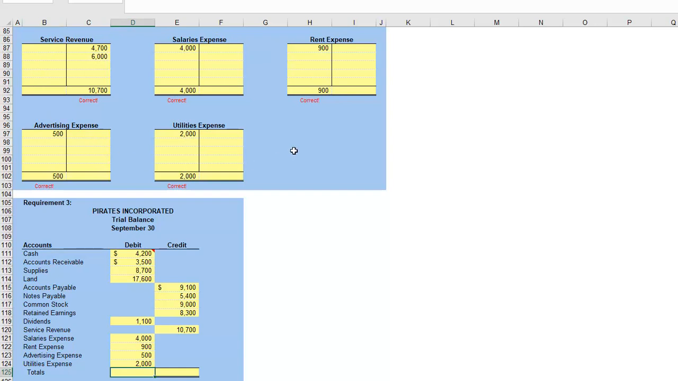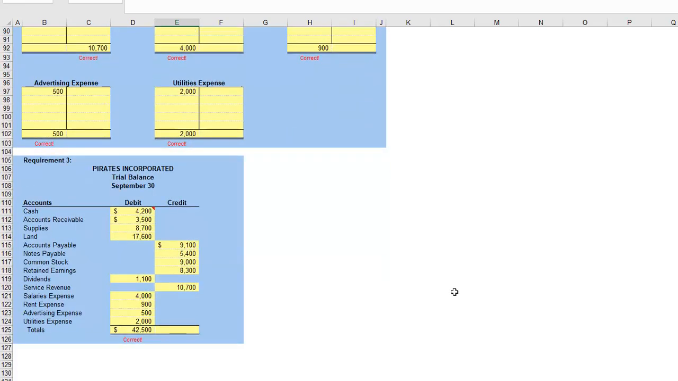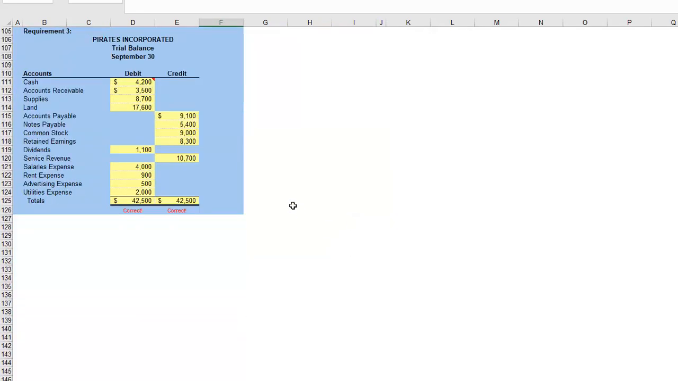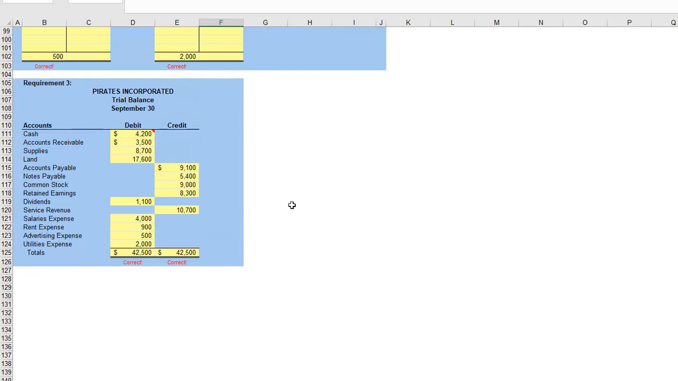All right, so let's go ahead and add these up. I'm going to use Excel here, and I'm going to add these pieces up. Okay, so I have $42,500 on the debit side. Let's add these up as well on the credit side. And great, $42,500. So our debits must equal our credits.